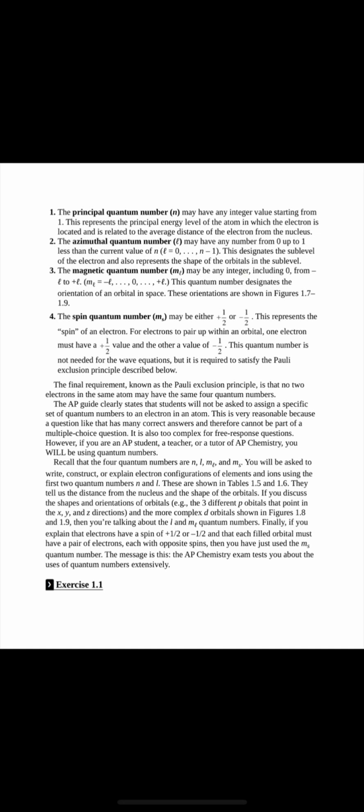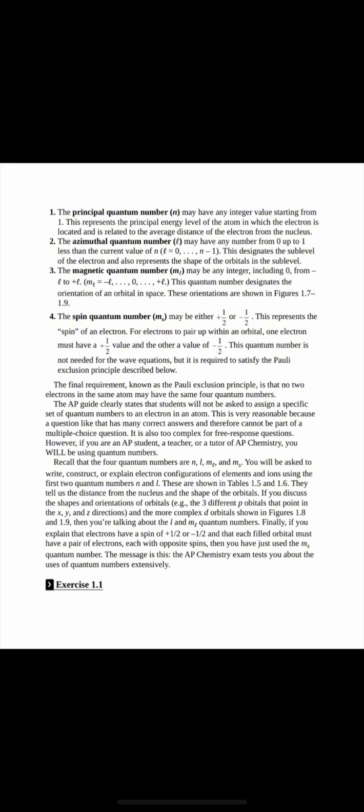3. The magnetic quantum number, ml, may be any integer, including 0, from negative L to positive L. ml equals negative L to 0 to positive L. This quantum number designates the orientation of an orbital in space. These orientations are shown in Figures 1.7 through 1.9.